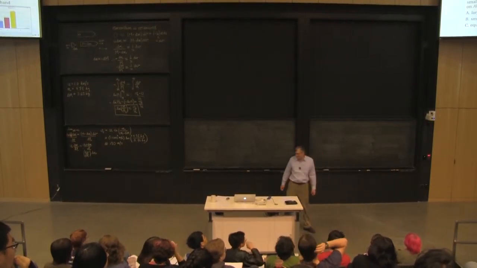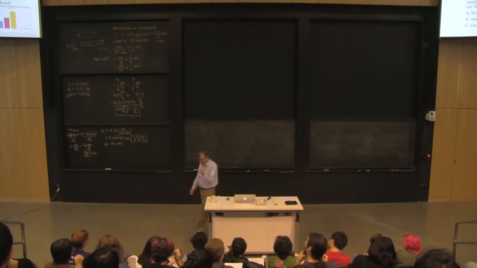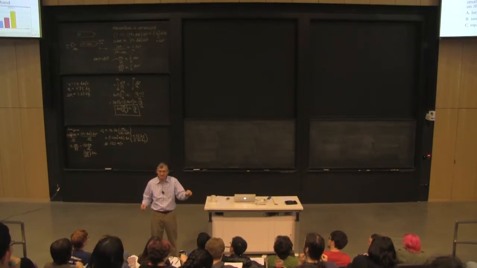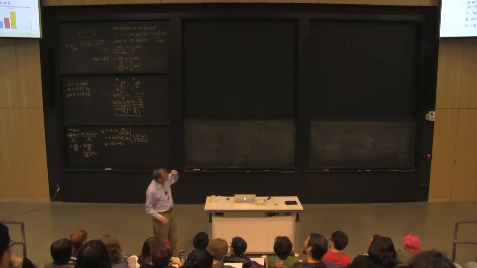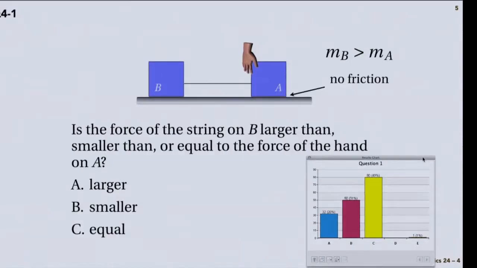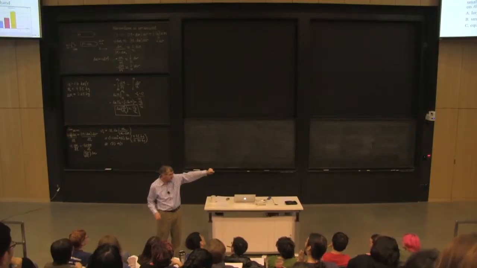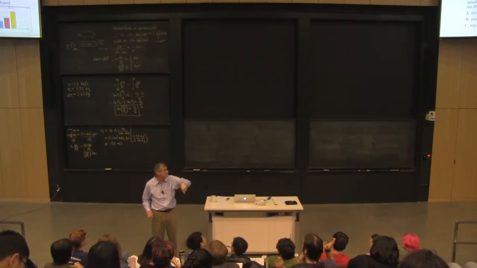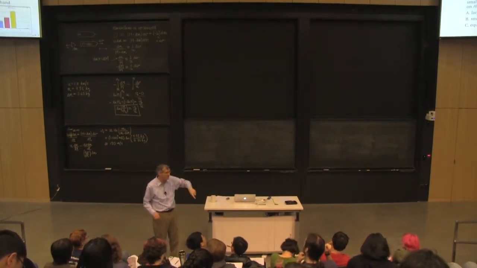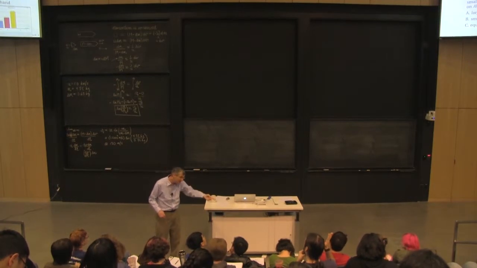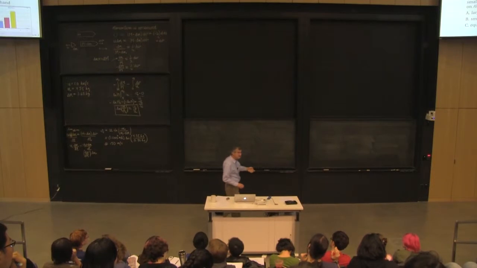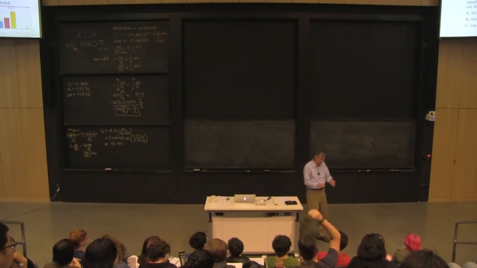Okay, so she says she's going to assume, and I think this is a good assumption, the string is not stretching. So if the hand accelerates A to the right, then it also has to accelerate B to the right. But B is more massive than A. So therefore, there will be more force on B than there will be force on A for the same acceleration. Is that a fair statement?